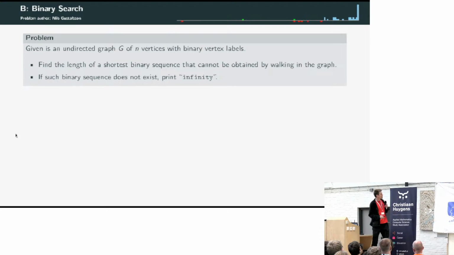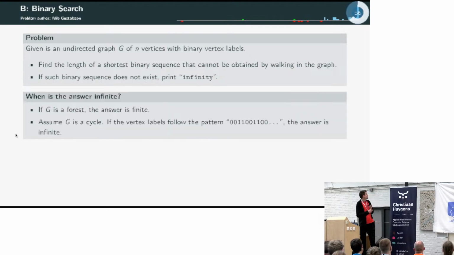Okay, time for problem B, binary search. So binary search is a graph problem. You are given a graph with n vertices. Every vertex has a label. The problem is to find the length of the shortest binary sequence that you cannot get by walking around in the graph. So it looks pretty easy. It was also thought to be easy, but it's actually hard.